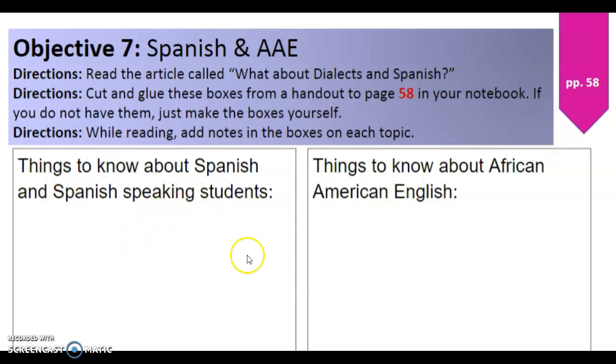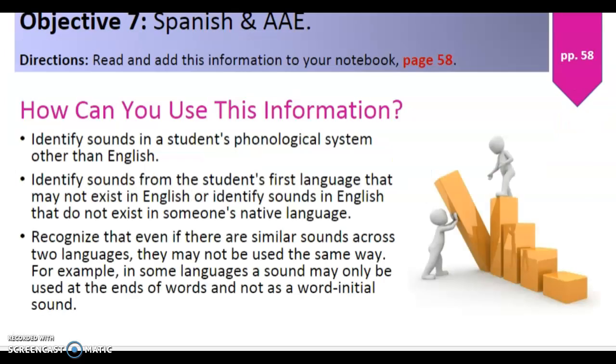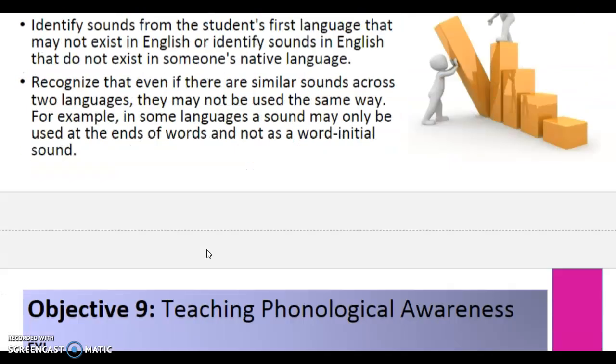I also gave 2 boxes as a handout. You don't have to use the boxes, you could just write them down. At least put in 3 to 4 different things that you learn about Spanish speaking students and those students speaking African American English. What are 3 to 4 things you want to remember as a teacher that will help you in the future? This slide here is also to add into page 58 on the bottom of those boxes. Just how can you use this information?